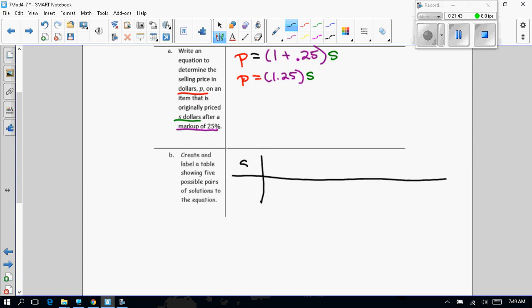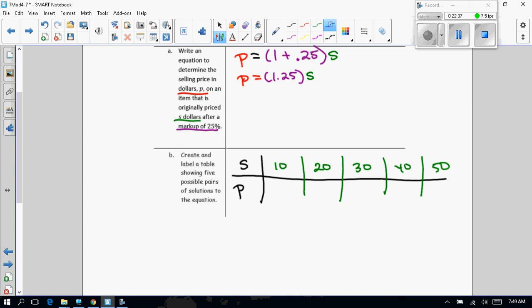I'm going to use S for my selling price and P for my new price. So I buy my item for, and I'm going to make my life easy, guys. Let's use values of 10, 20, 30, 40, 50. I'm just going to multiply all those by 1.25.